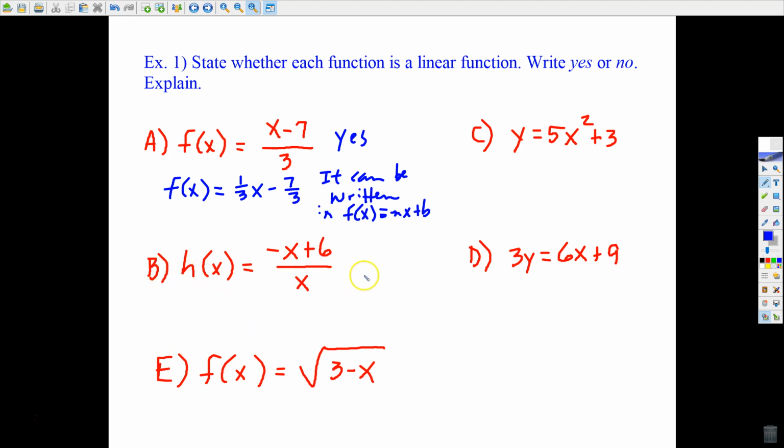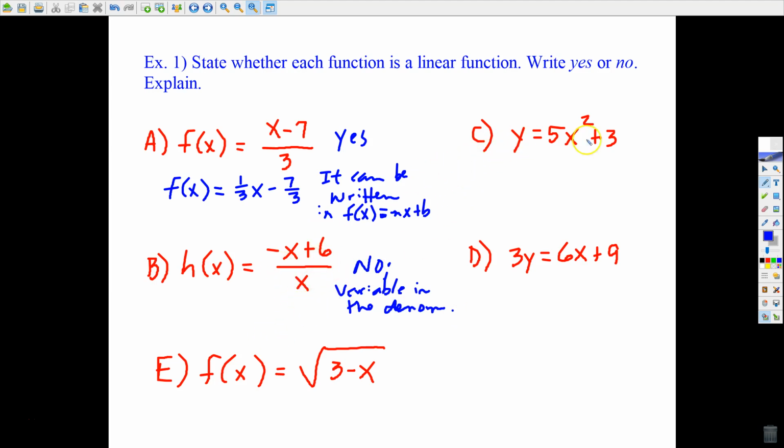Okay, letter B, I'm going to say no, because the variable x is in the denominator. Variable in the denominator cannot happen, it cannot be a linear function if that's the case.